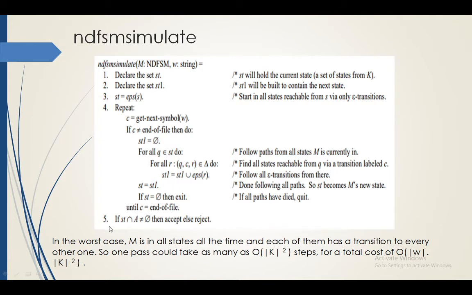Once c reaches the end of the file, you come out of this fourth step and execute the fifth step. What is there in the fifth step? If the intersection of st and A is not equal to null, then accept, else reject. So whatever the current states at the end, if they include an accepting state, you say accept. If they don't have an accepting state, then you say it reached a rejecting state. So this is all about the NDFSM simulator.